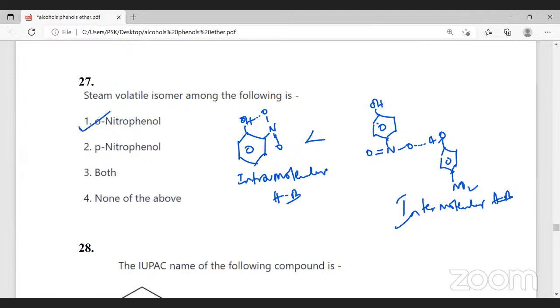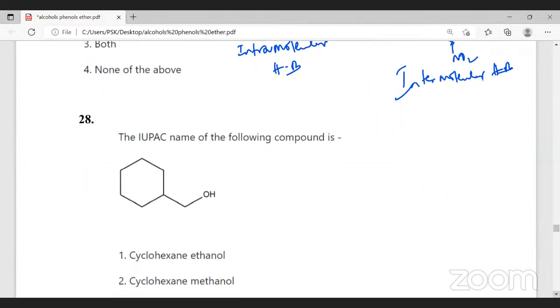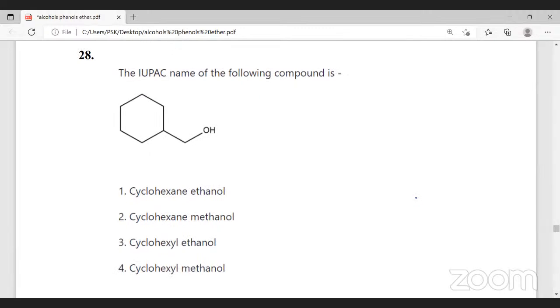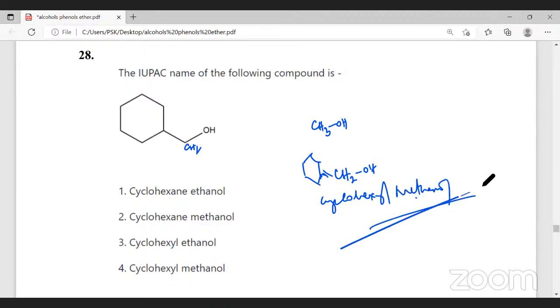The next question, the IUPAC name of the following compound: cyclohexane ethanol, cyclohexane methanol, cyclohexyl ethanol, and cyclohexyl methanol. So this is CH2OH. So we have CH3OH, this is methanol. So if one of the hydrogen atoms is replaced by a hexagon, that is cyclohexane, this will be called cyclohexyl methanol. The parent alcohol is methanol. Hence the answer for this question is option 4, cyclohexyl methanol.